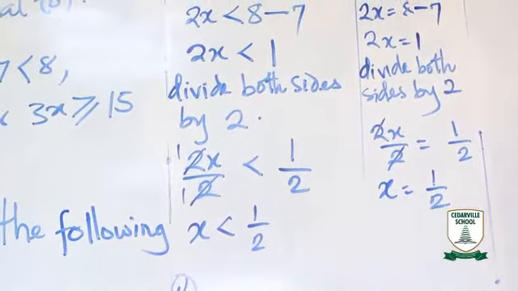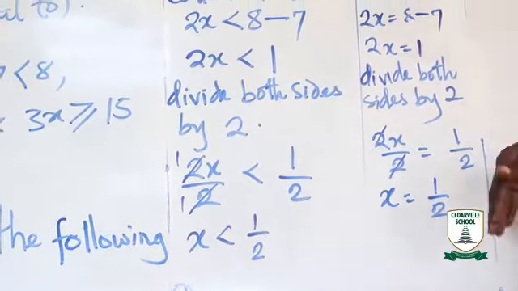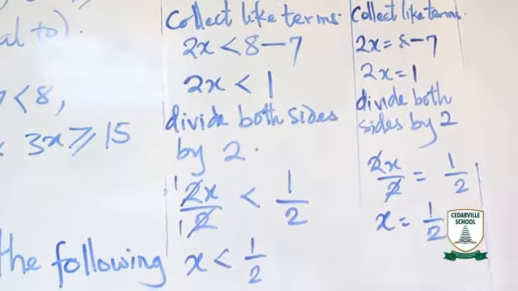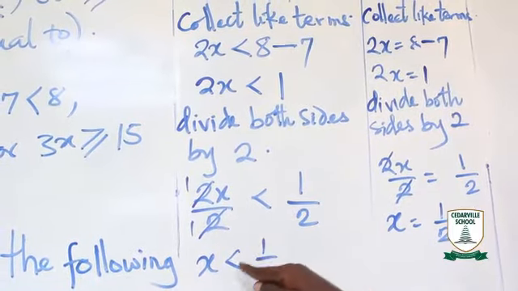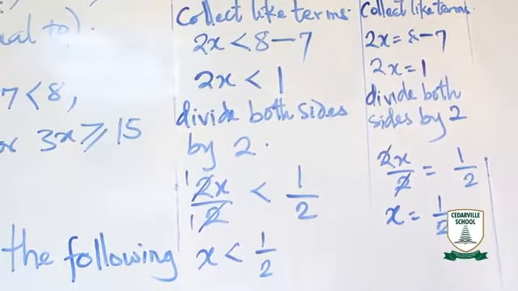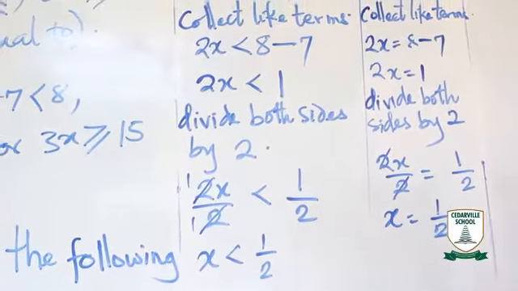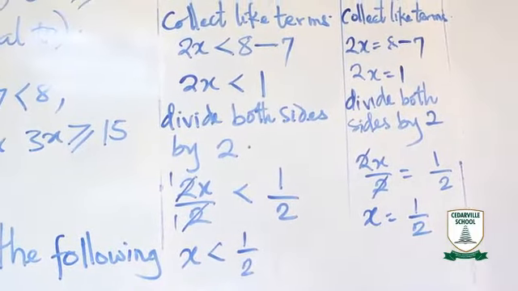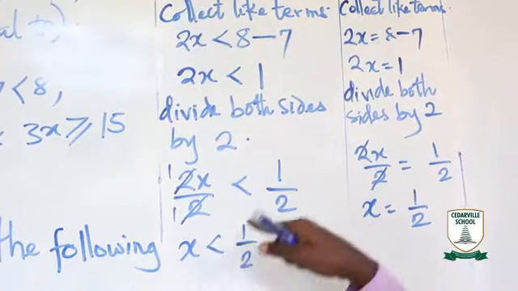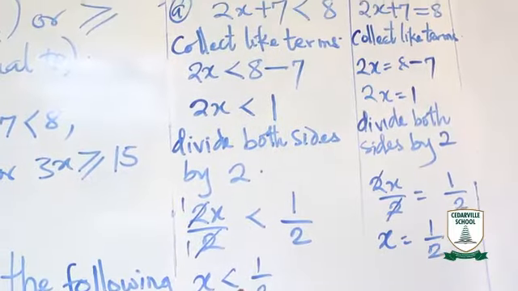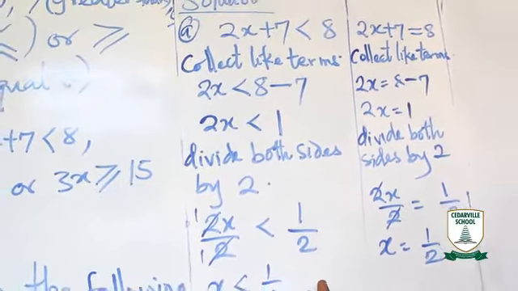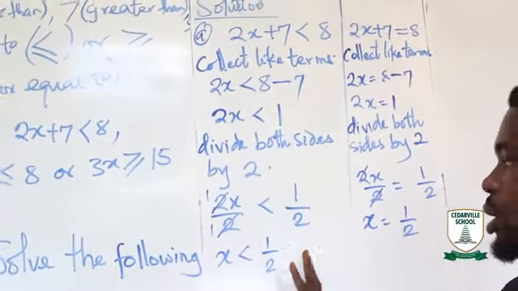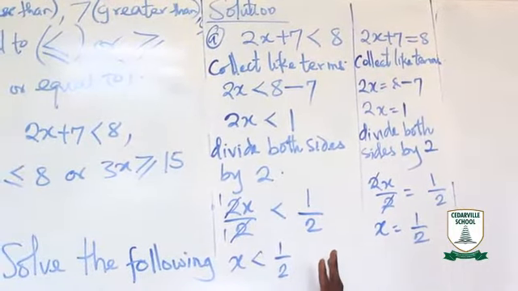Please, don't make the mistake. Because you are used to simple equation, don't make the mistake of putting equal to in your final answer. Is that clear? Don't make the mistake of putting equal to in your final answer, please. Take note, you must put the sign that you started with in your final answer. Now, this is not the final solution of this question.